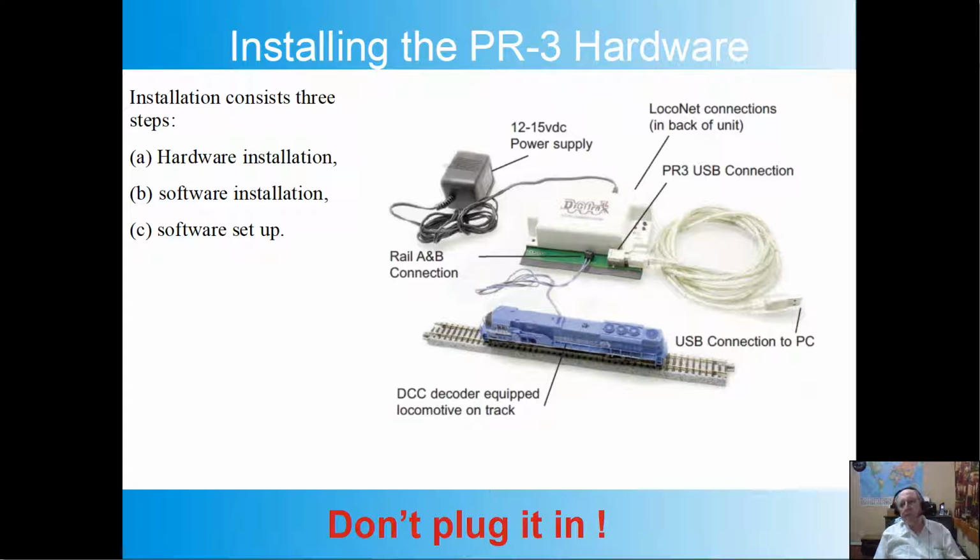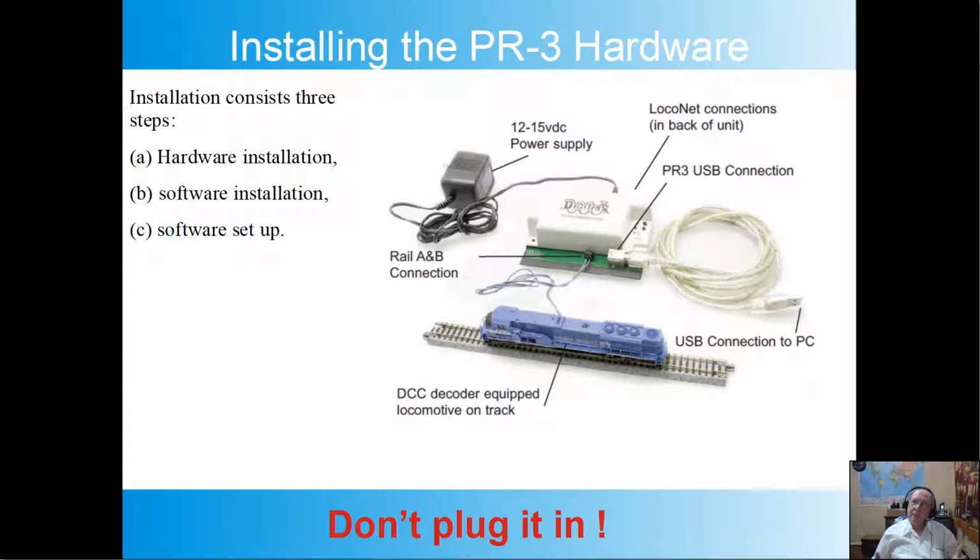Then we plug in the USB cable. And again, it only fits in one spot. Plug it in, the other end goes in the computer, but don't plug it in yet. Okay? Then you have to take 2 wires out and solder them to a piece of rail that you're going to use as your programming platform.